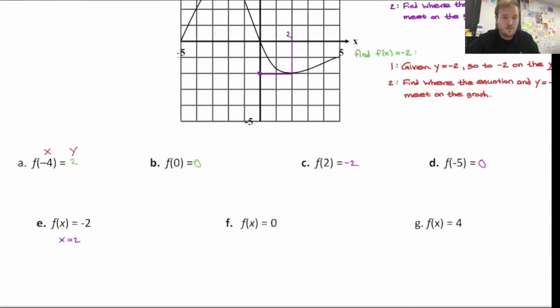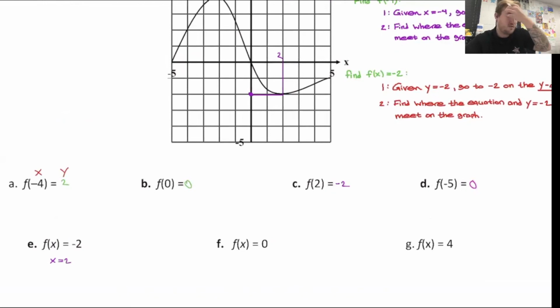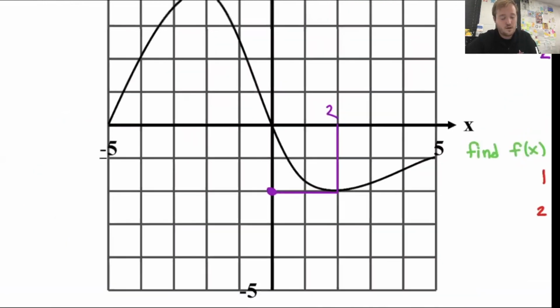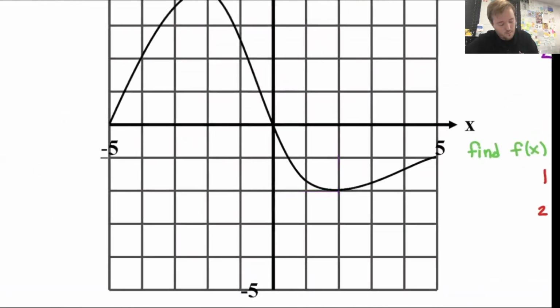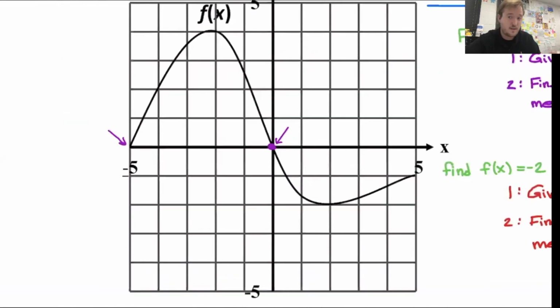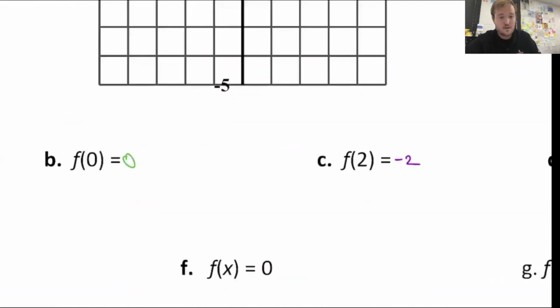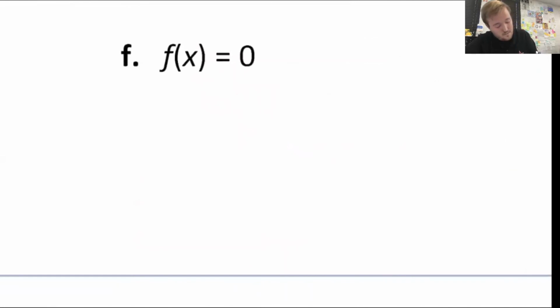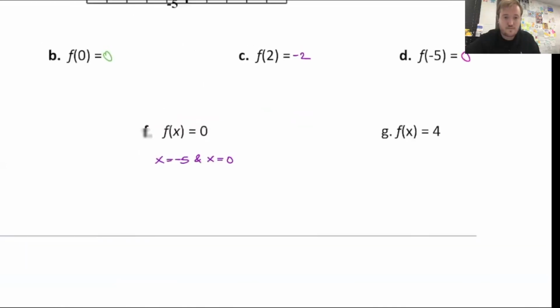All right. So f of x equals 0. This one's not too bad, but it has a bit of a weird solution. You want to find any time it hits 0. Here's the thing. It hits 0 at 0, but also it hits it here at -5. So this one actually has 2 answers. For it to equal 0, x equals -5 and x equals 0.